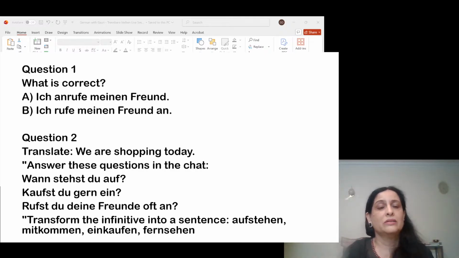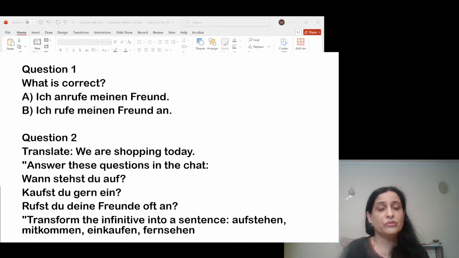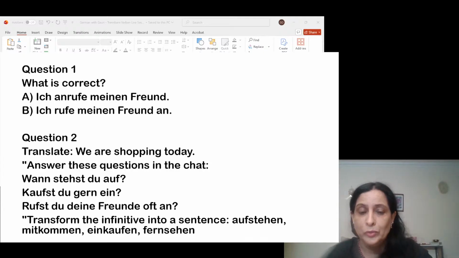Wann stehst du auf? Clear? Next one is Kaufst du gern ein? Rufst du deine Freunde oft an? Now you have to translate these sentences, the further sentences. This you have to answer, and the next set of separable verbs.